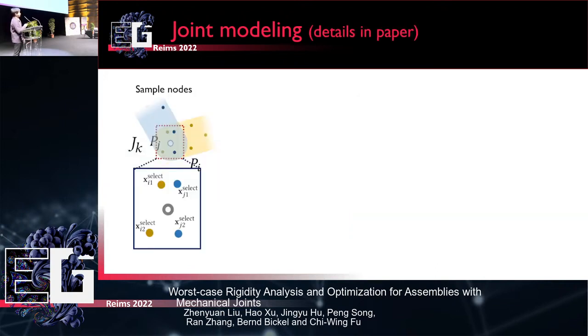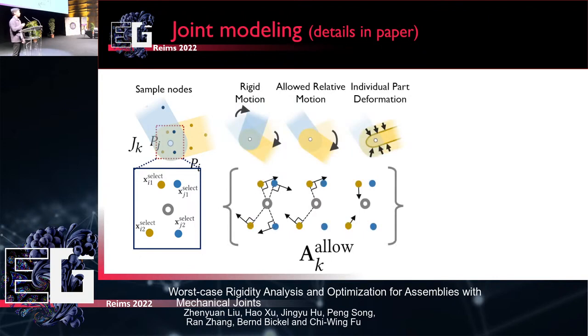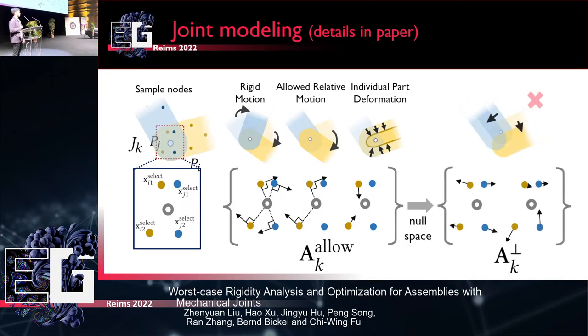Here we're going to briefly walk you through the steps of modeling the joint. First, we sample some nodes from the parts we already got from the FEM modeling. And we reason about what the allowed motion of these nodes is by the joint. That usually consists of three parts: the rigid motion of these nodes, the allowed relative motion in the hinge, which in the hinge case is just relative rotation, and also individual part deformation. After we have all the allowed motion by the joint, we take the null space, or the complementary space, of all the allowed motion. That gives us the motion that is not allowed by the joint, which is the motion we want to cancel out from the solution space of our minimization problem.